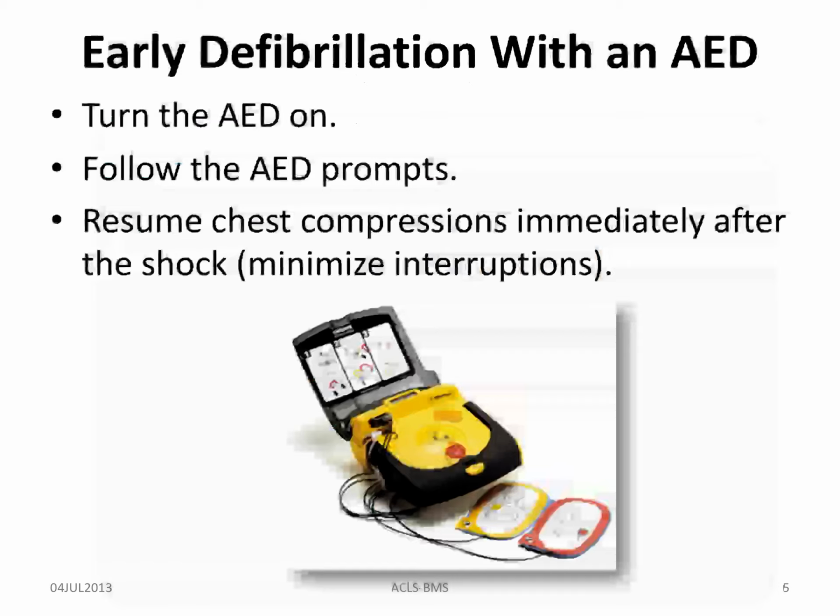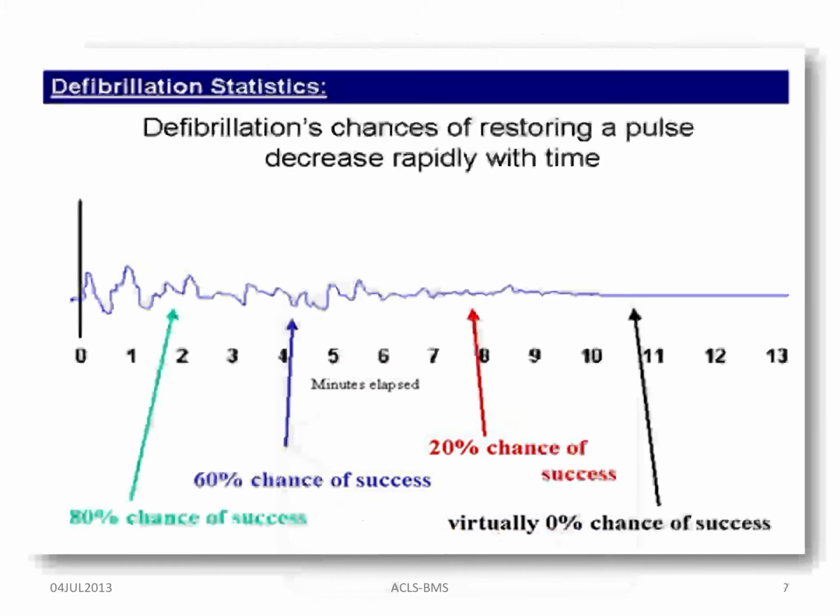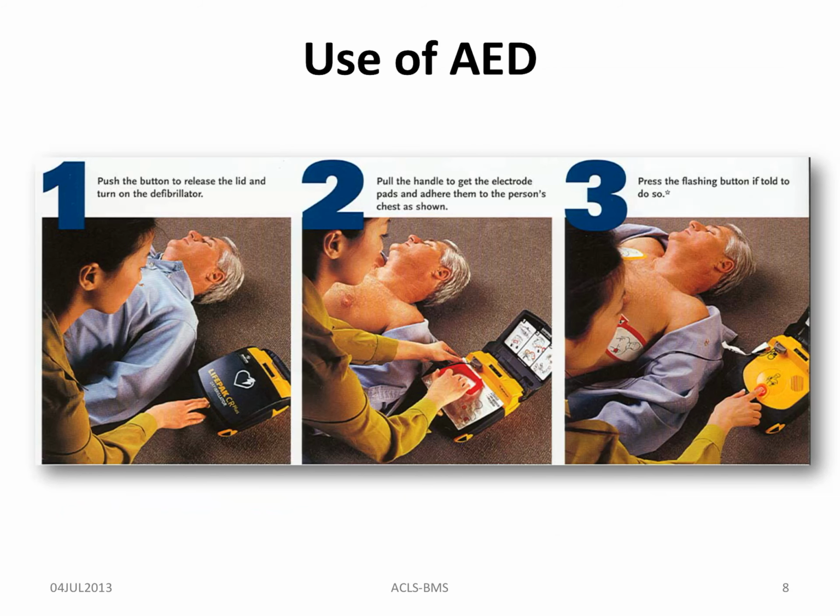Now, early defibrillation with an AED. First thing is turn the AED on. There will be a red button somewhere here and you can turn it on depending on the type of model which you have, but it will be pretty prominent so that anybody who is not even well versed with the machine can start it. Now follow the AED prompts. Generally these are written on the inner cover of the box. Resume chest compression immediately after the shock. This graph shows that the more time you waste after a person goes into shock and defibrillation, the less is the chance of survival of that patient. So try to shock early, try to shock fast, and that's what is important.